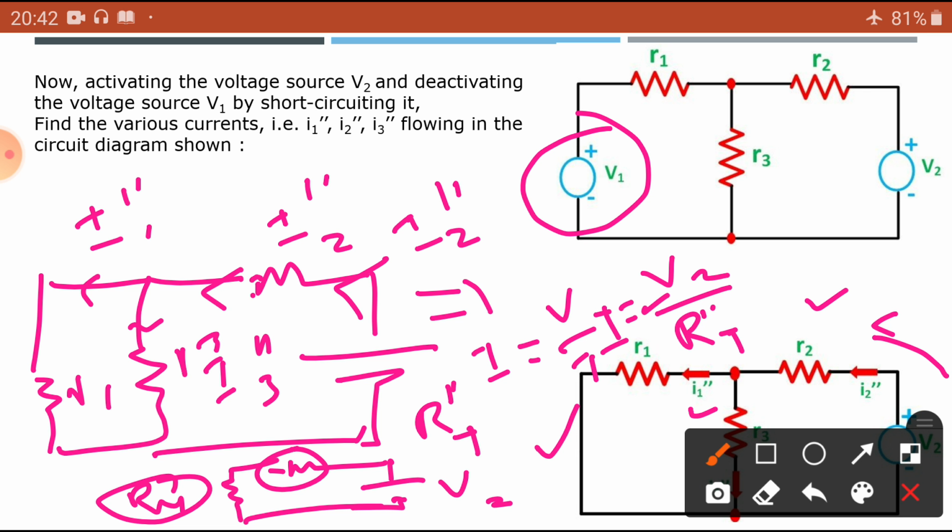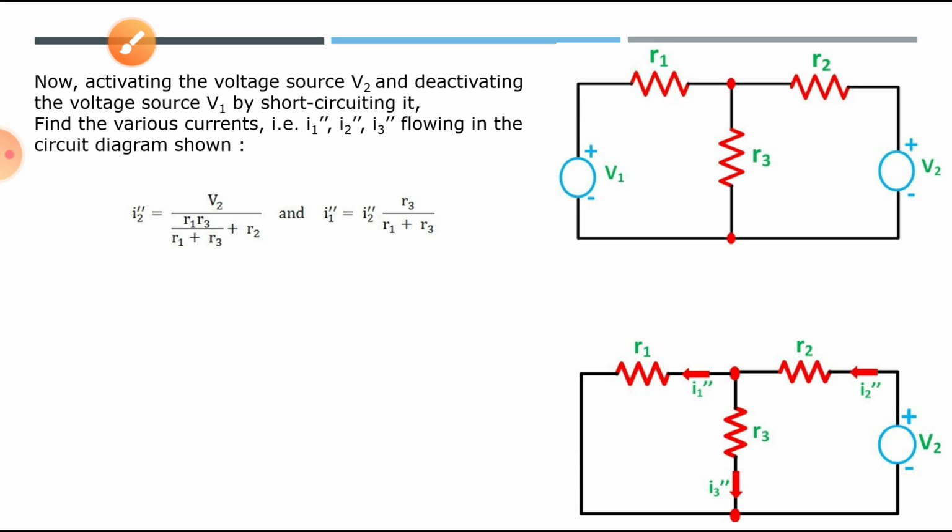Once I2 dash current is known, based on the current division method, I want to know the I3 current here. Simply apply it: I2 dash into R1 by R1 plus R3. We are going to get this current. Then I got I3 double dash. Or we can simply use KCL also, and we are going to get a similar result. So, here you can see what I2 dash is. I2 dash is equal to total V2 by, now here R1 and R3 are connected in parallel, simplify it, plus R2.